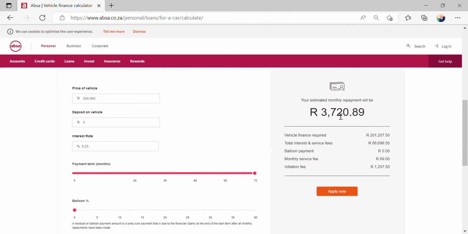But then you have to note that as you pay off your finance, you incur interest on this portion. So typically, if you have a balloon payment to make at the end of the finance term, your interest will be higher because of this portion.